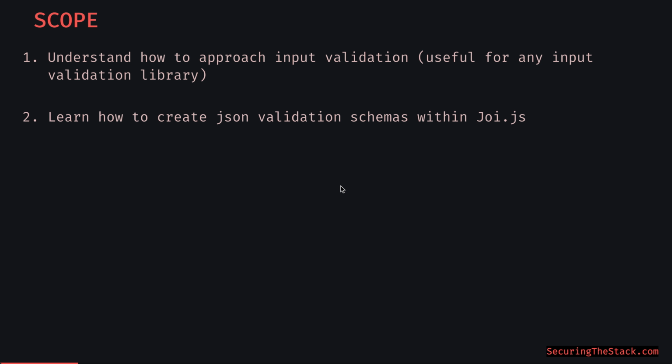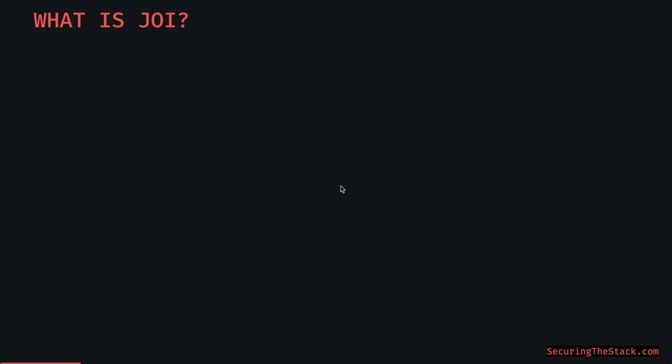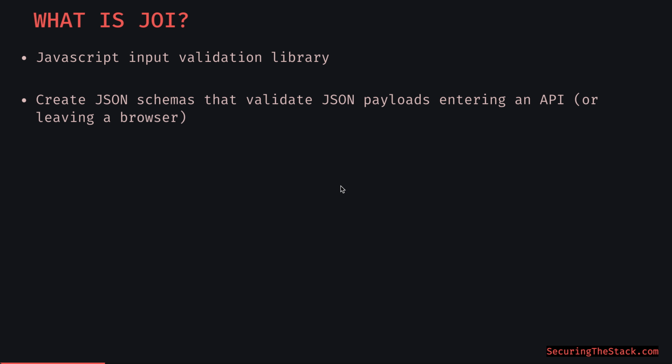And also, we are going to be learning how to create JSON validation schemas within Joi.js. So, what is Joi? Well, it is a JavaScript input validation library. And basically, you create JSON schemas that validate JSON payloads entering an API or leaving a browser.